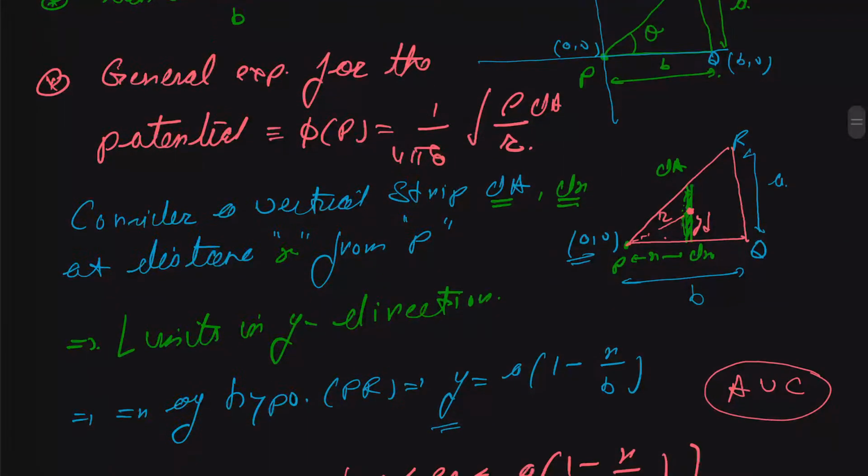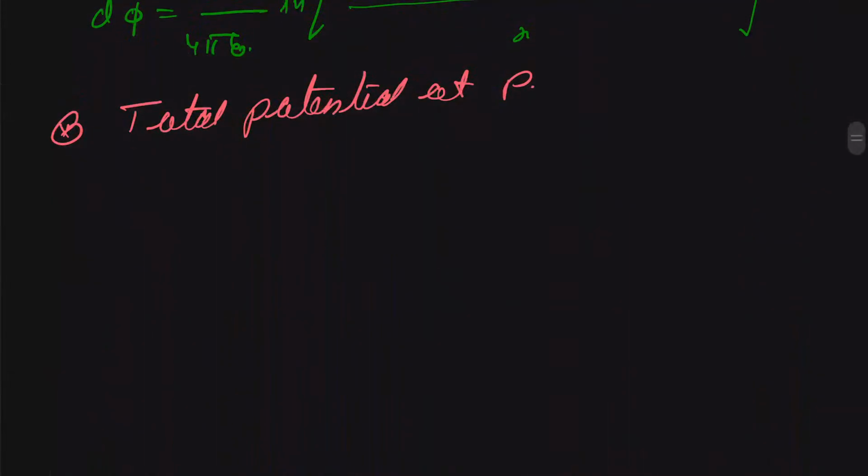What we found out? We found out the potential because of this strip at point P. Let me draw it here. So we were having this right angle triangle, and we considered a strip of area dA, and the width was dx and the height was dy. So we found out what is the potential because of this strip at point P.